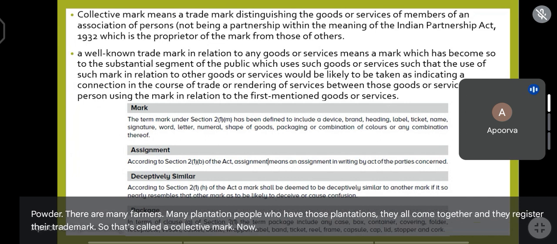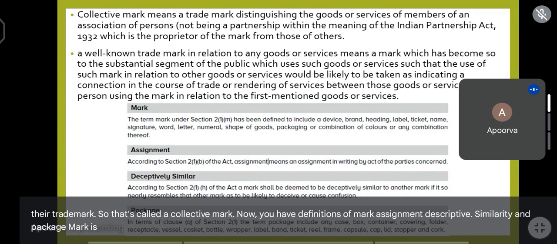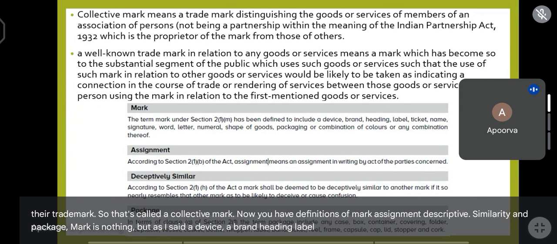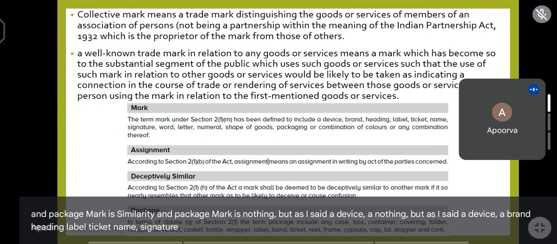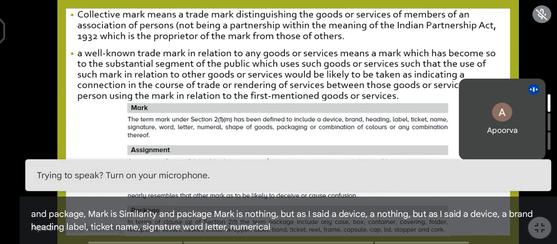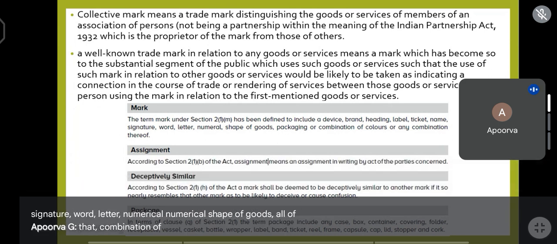Now, you have definitions of mark, assignment, descriptive, similarity, and package. Mark is nothing but, as I said, a device, a brand, heading, label, ticket, name, signature, word, letter, numeral, shape of goods, all of that. A combination of all of that is called a mark.